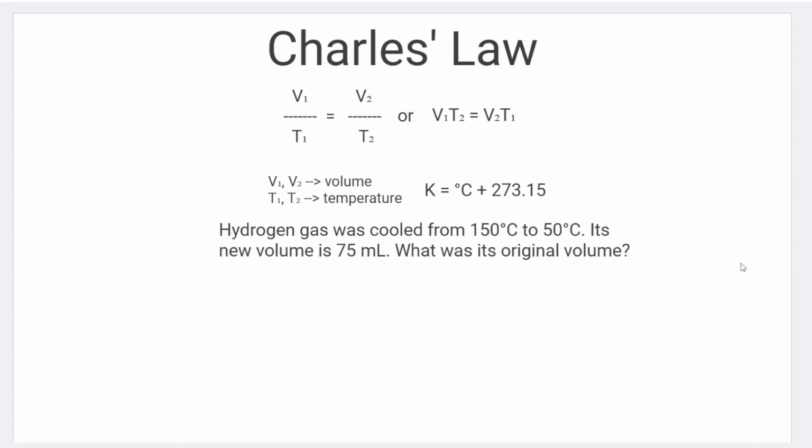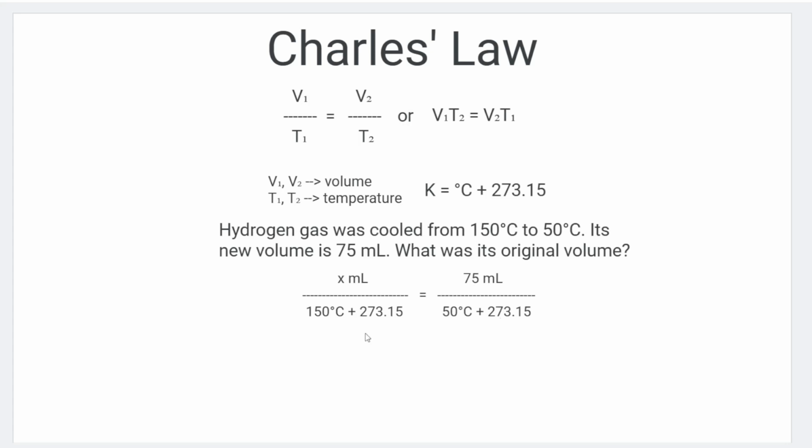Hydrogen gas was cooled from 150 Celsius to 50 Celsius. Its new volume is 75 milliliters. What was its original volume? So in this problem, we're provided with temperature 1, temperature 2, and volume 2. We can plug these values into Charles's law to solve for volume 1. And so we have X milliliters over temperature 1 equals 75 milliliters over temperature 2.